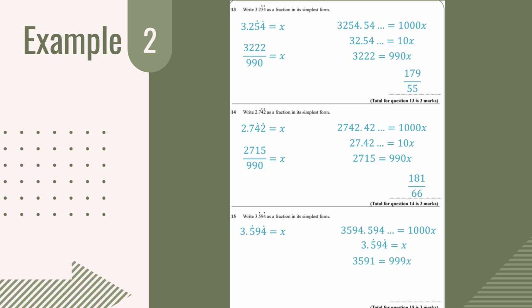So here we have 3,591 equals 999x, meaning 3,591 divided by 999 will give us x. So x will be 133 divided by 37, or as a mixed number, 3 and 22 over 37.